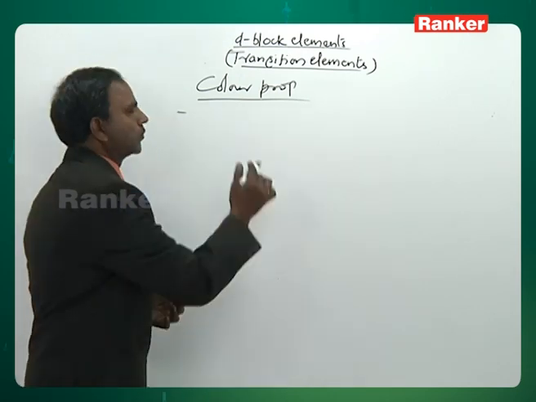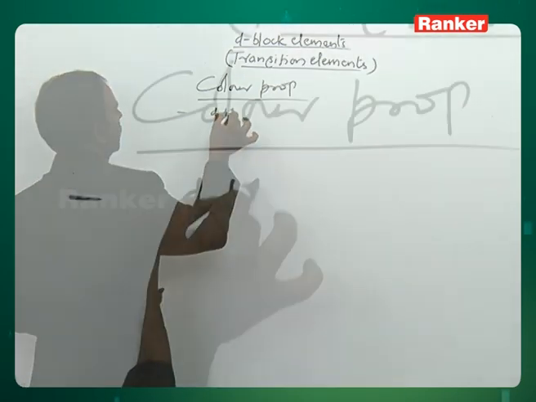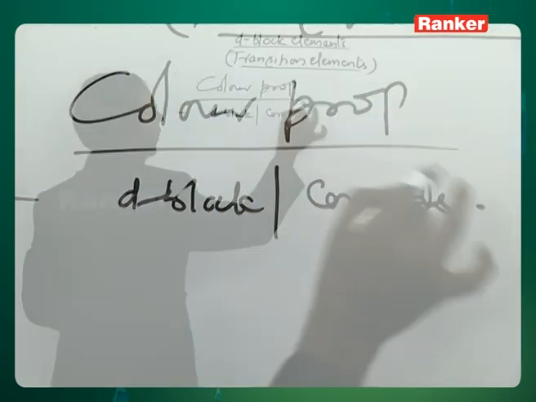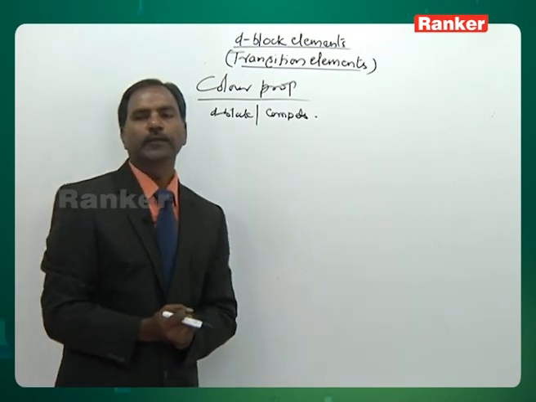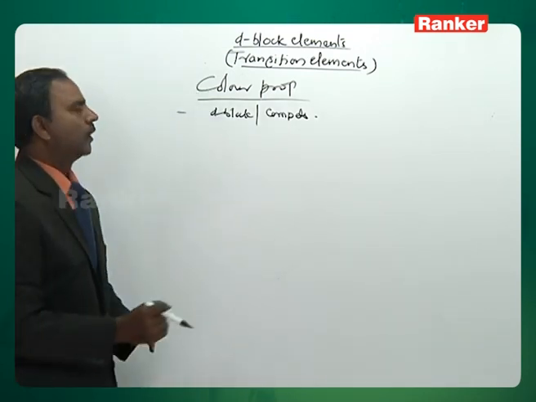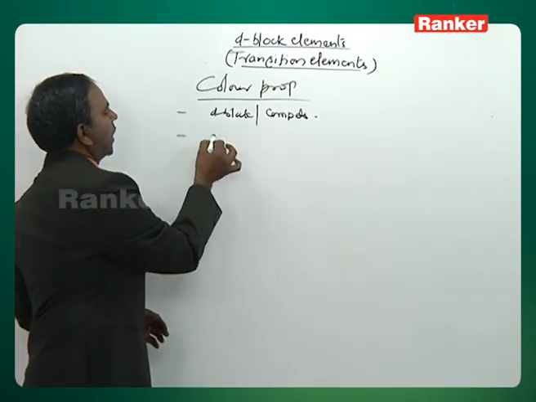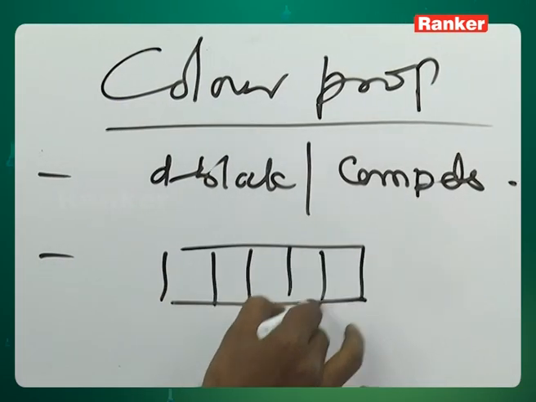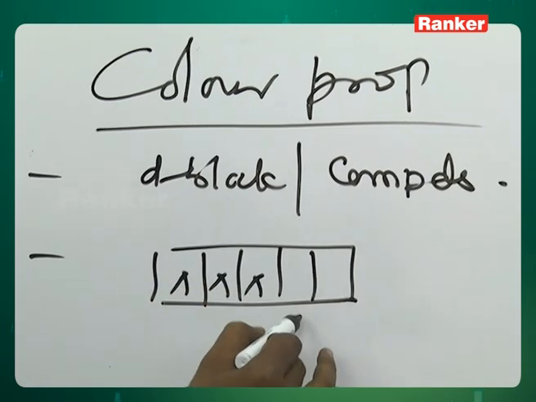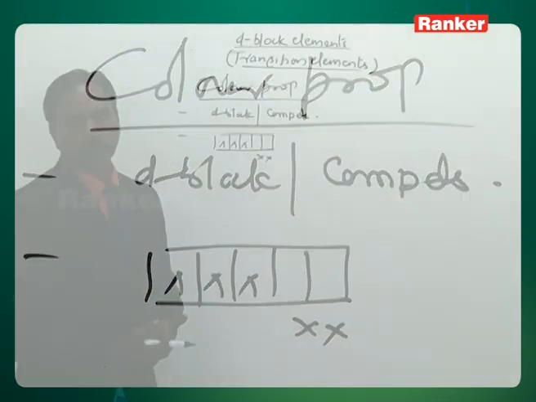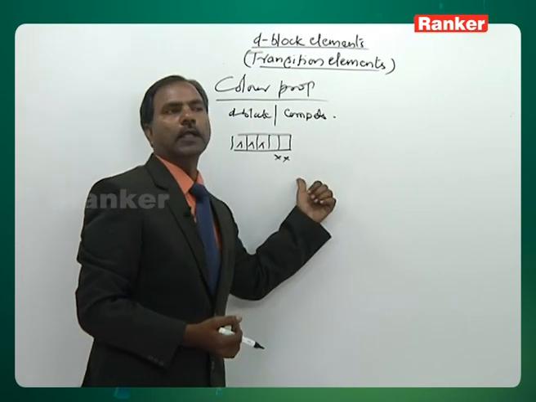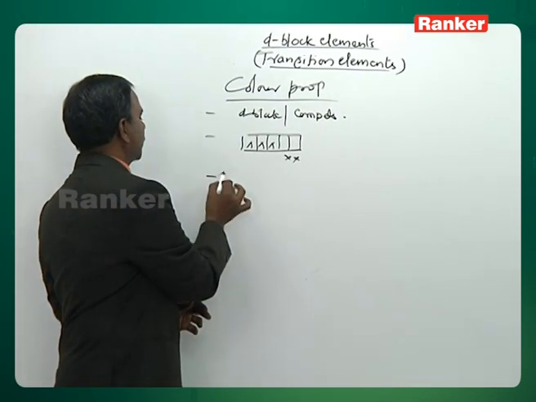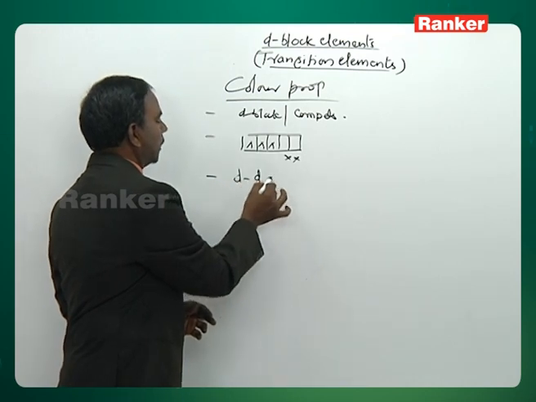Look at the board. Now, let us talk about the 3d series. 3d series means fourth period. Let me write four shells: 1, 2, 3, 4. Then the electronic configuration, let me say it is 4s2. For the 3d series, it is actually 3d. Now, this particular ligand is here, very near to the d orbital. Therefore, the field strength of this particular ligand is affecting the orbital angular momentum of the electron in the d orbitals.